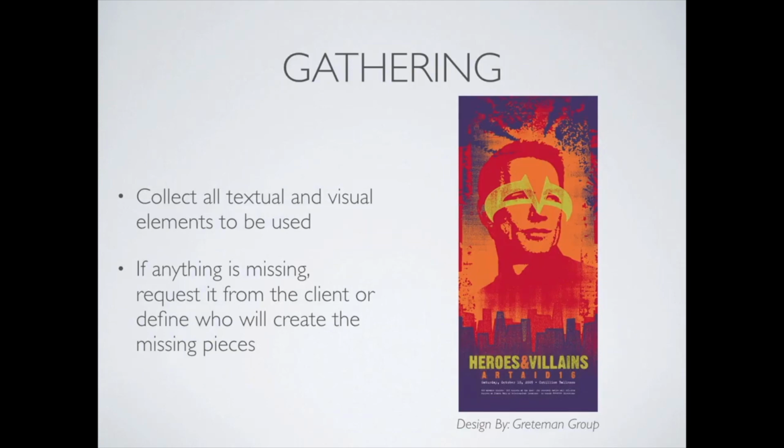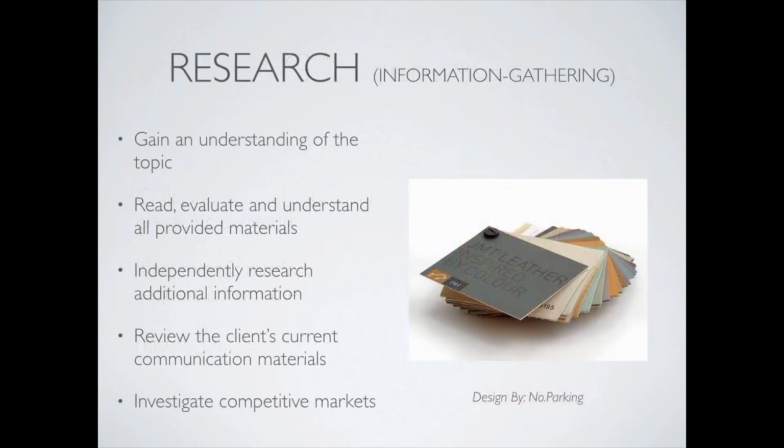Then we move into gathering. We collect all the textual and visual elements to be used. We look at those things and we say, is there anything missing? Am I missing the key photograph? Am I missing the blurb about the lecture series that explains what it's about? Am I missing who's going to come and what dates they're going to come? All of those things. If I'm missing any pieces, I need to go get those pieces. That's an important component. If those pieces don't exist, you have to find out who's going to create them. Is it your responsibility or is it somebody else's?